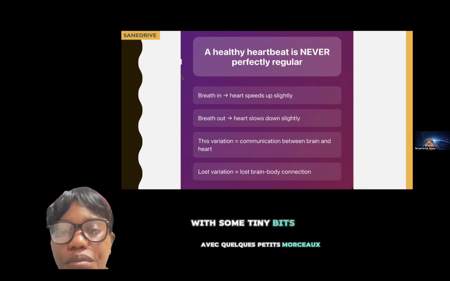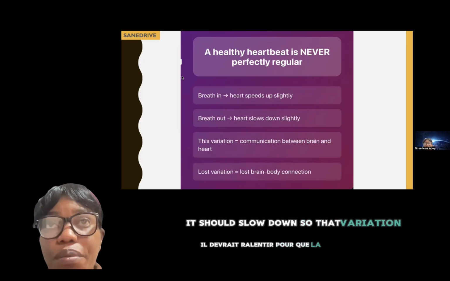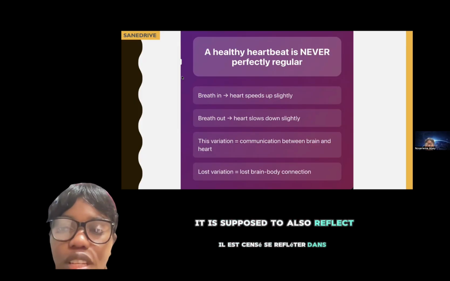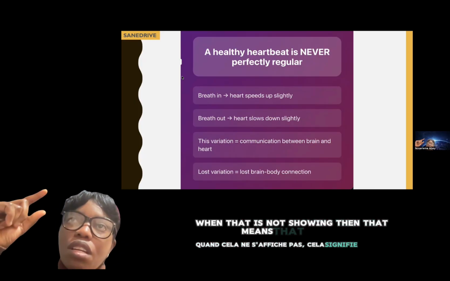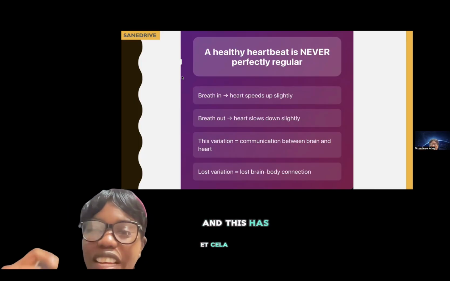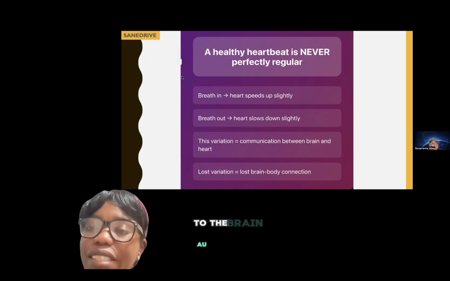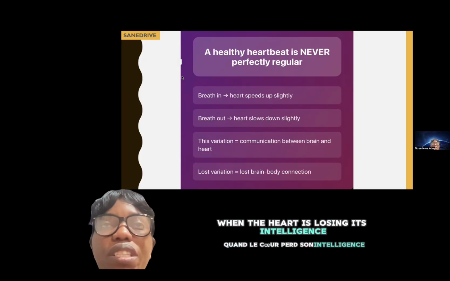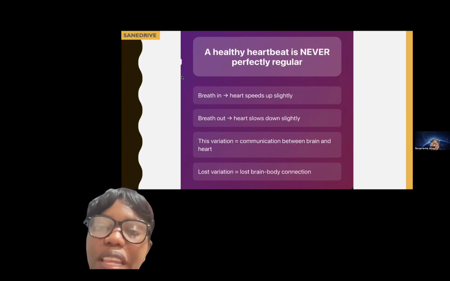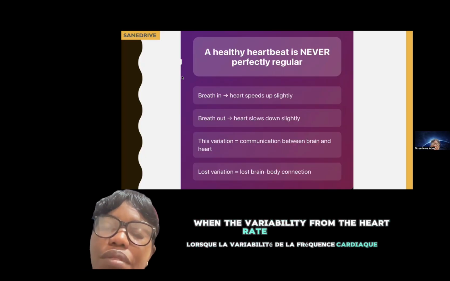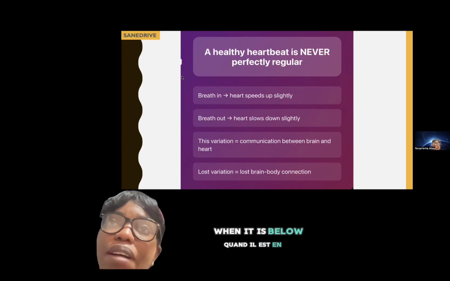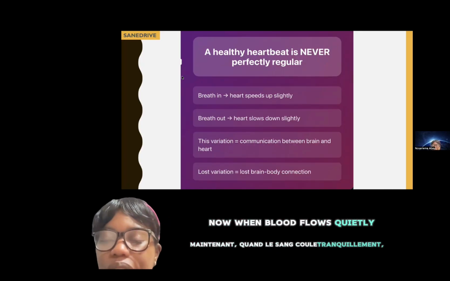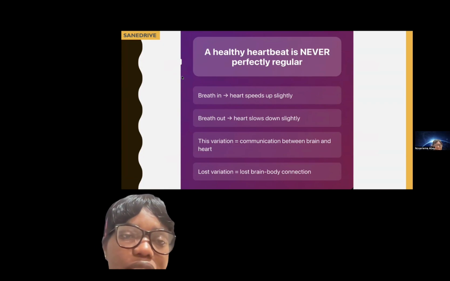But there are things that can be done. When you breathe in, your heart is supposed to speed up by tiny bits. When you breathe out, it should slow down. That variation is supposed to also reflect in the reading. When that is not showing, there might be a problem, and this has a lot to do with the connection to the brain. So let us remember that when the heart is losing its intelligence, it is tantamount to the variability of the heart rate not being normal, being below the expected.